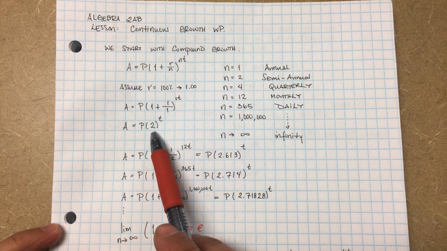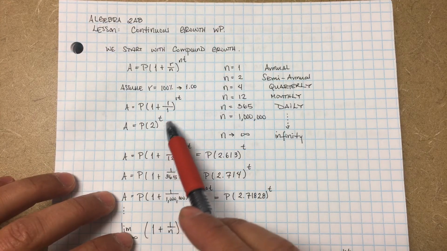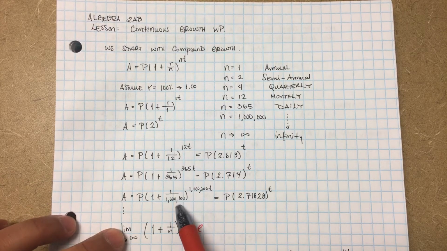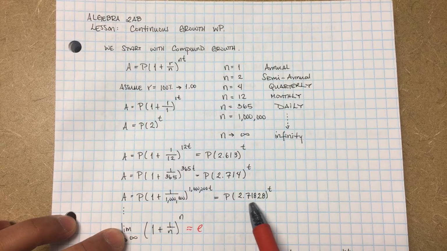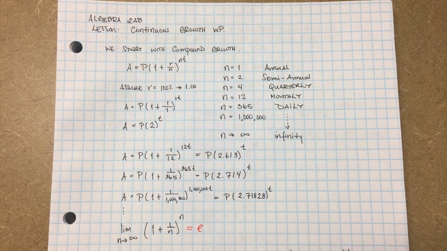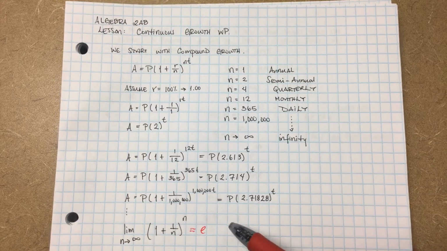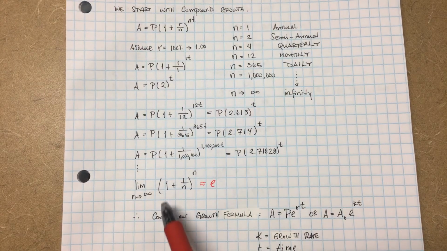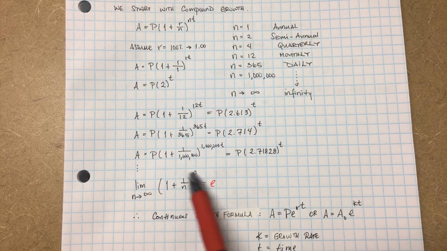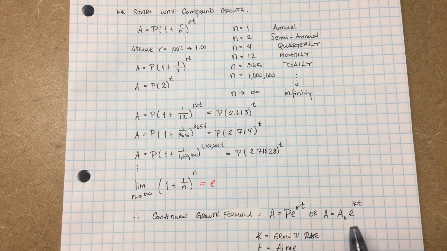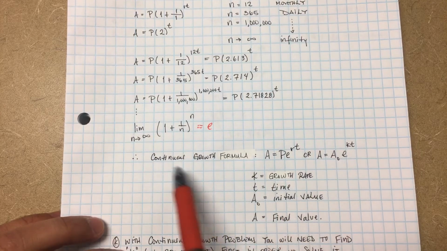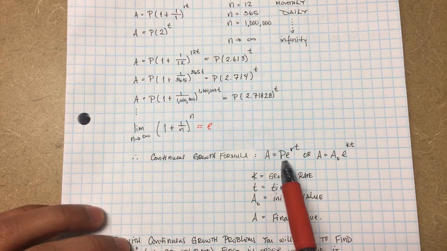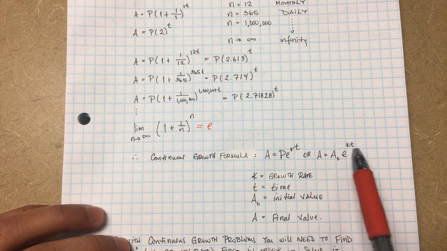Well, what happens is when the n value gets very, very large, we approach a certain number called 2.71828, which is essentially e. It was discovered by a gentleman named Leonard Euler. So when we have something that grows continuously, we develop this formula: A equals P, the principal amount, the amount you start with, times e to the rt or kt.